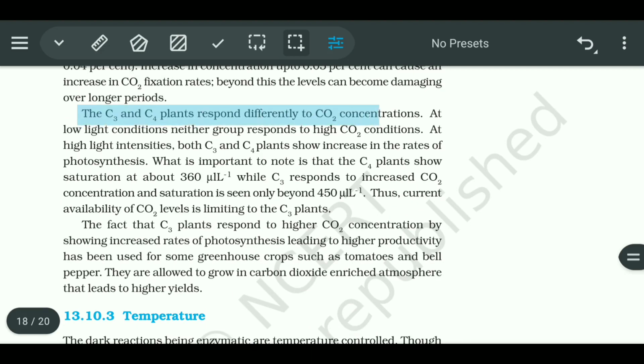The C3 and C4 plants respond differently to CO2 concentration. At low light condition, neither group responds to high CO2 condition. At high light intensity, both C3 and C4 plants show an increase in the rates of photosynthesis. What is important to note is that the C4 plants show saturation at about 360 microliter per liter, while C3 responds to increased CO2 concentration and saturation is seen only beyond 450 microliter per liter. Thus, current availability of CO2 levels is limiting to the C3 plants.